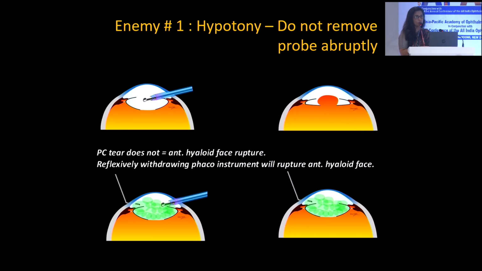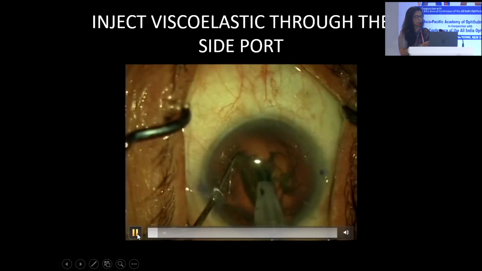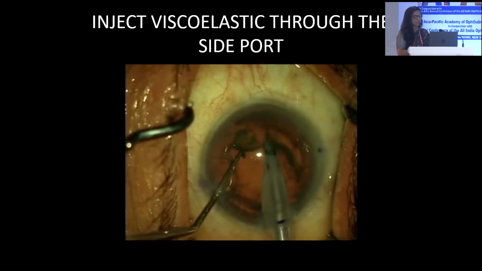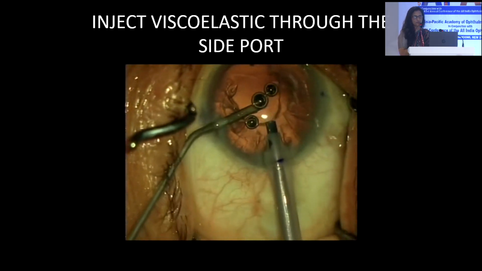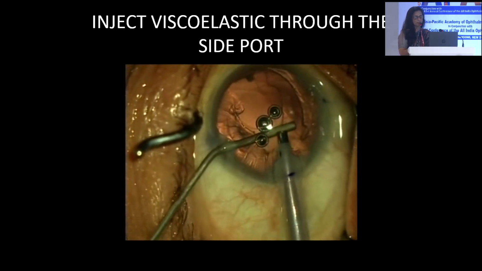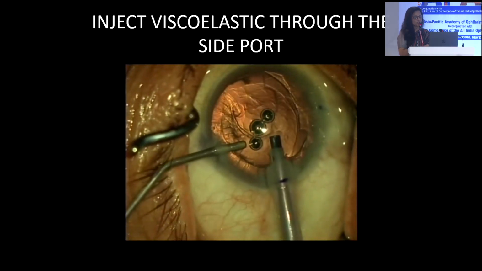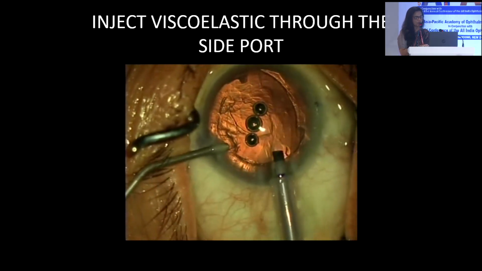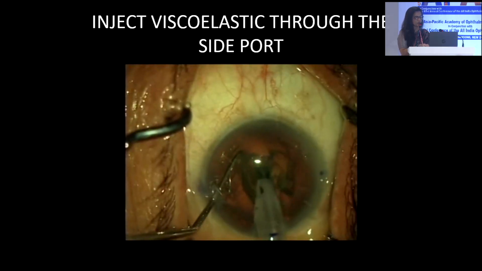So it's very important not to have hypotony and to maintain a very stable anterior chamber. To do that, once you see a PCT happening, keep your phacoprobe inside and inject viscoelastic from the side port. Once you have a well pressurized stable chamber, that is the time when you withdraw your phacoprobe. So at no point of time should the chamber be allowed to collapse or the eye be allowed to become hypotonous.